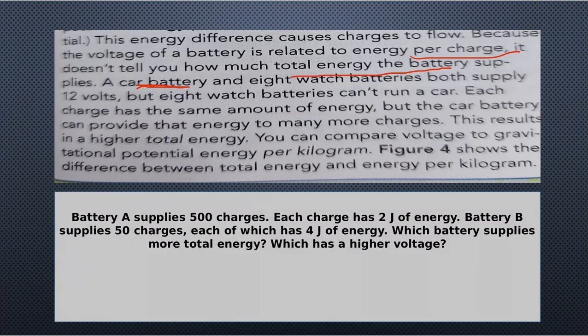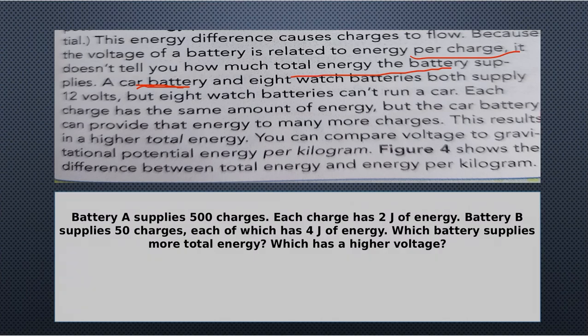So again, this energy inside the car battery is supplied to many charges. The amount of charges inside the car battery is much more, by a great difference, than the number of charges in a watch battery. So it will supply each charge with 12 volts, while the watch battery, for example, will supply each charge inside it with half a volt, right? So this results in higher total energy of the car battery. You can compare the voltage to the gravitational potential energy per kilogram, as in the picture that you will see in figure 4.